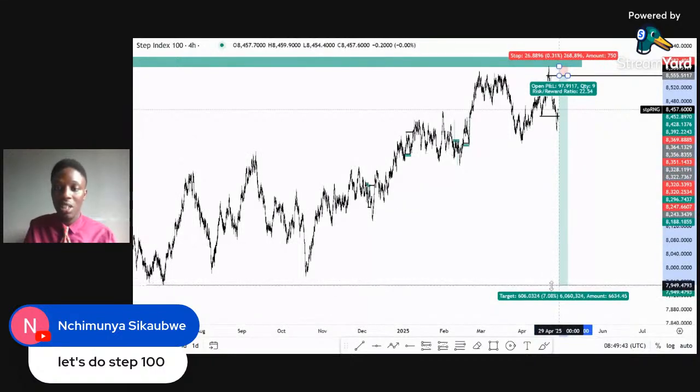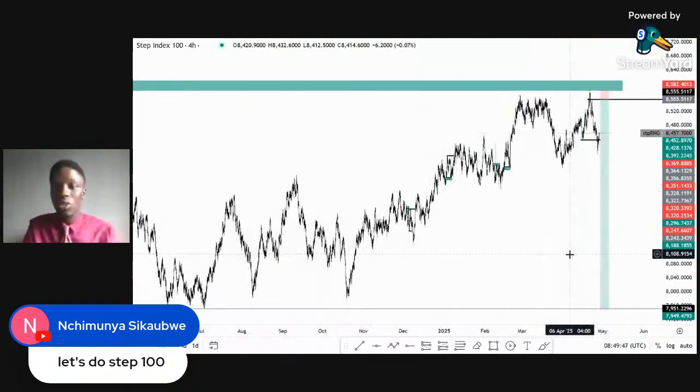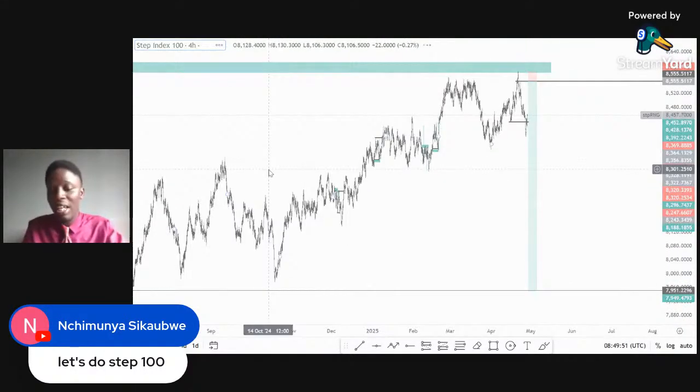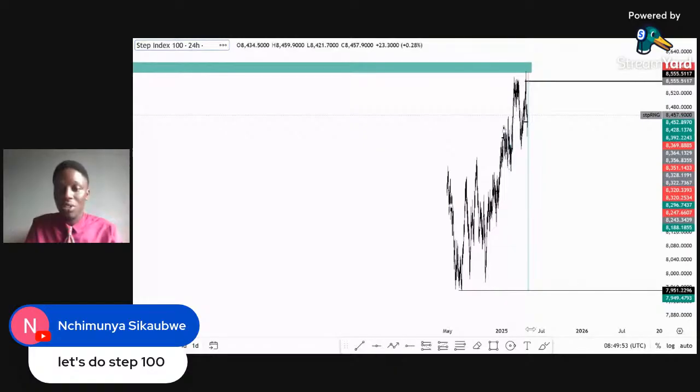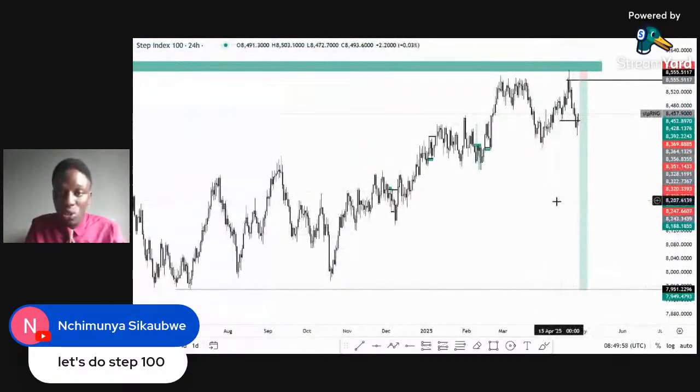This is where I'm going to step. There's something I saw on the weekly time frame, which I can't show right now because TradingView will not let me do it.